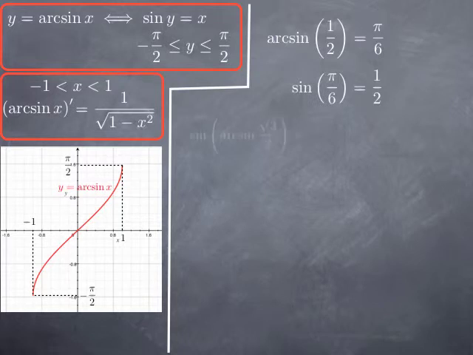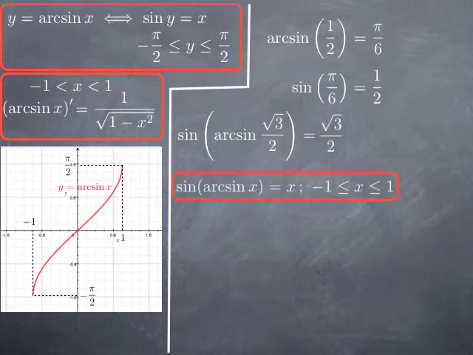Okay, now what if I plug an arcsine into a sine? So let's say arcsine of square root of 3 over 2, I plug that into a sine. Let's look at what we have inside the parentheses. Arcsine of square root of 3 over 2 is the angle between negative pi over 2 and pi over 2 whose sine is square root of 3 over 2. Well, certainly if it's an angle whose sine is square root of 3 over 2, if I plug it in a sine, I get square root of 3 over 2.